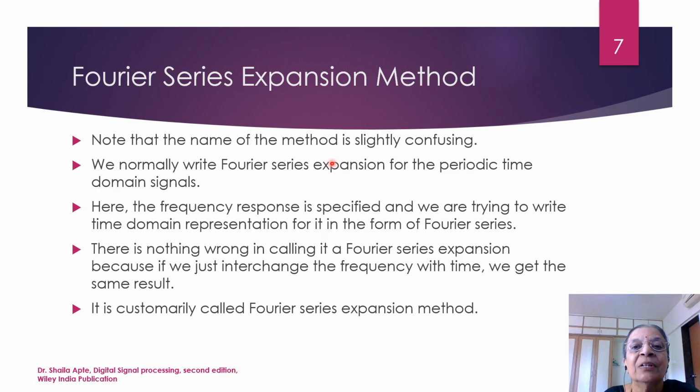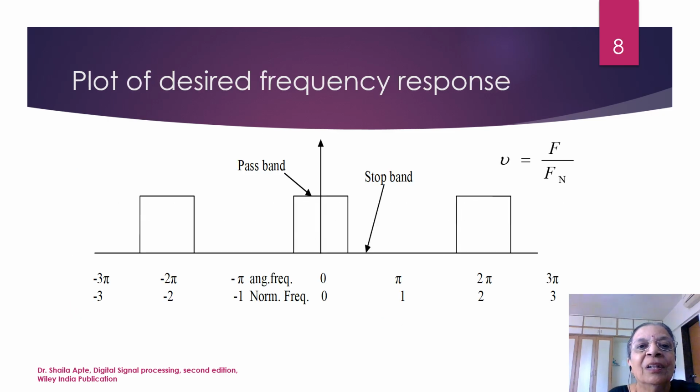Now let us see what the Fourier series expansion method is. Note that the name of the method is slightly confusing. Why? Because we write the Fourier series expansion for a periodic signal in the time domain. Here the signal is periodic in the frequency domain, and we are trying to represent it as a Fourier series in the time domain. So the names frequency and time are interchanged, but we'll get the same result. So there is no harm in using the word Fourier series expansion. It is customarily called the Fourier series expansion method only.